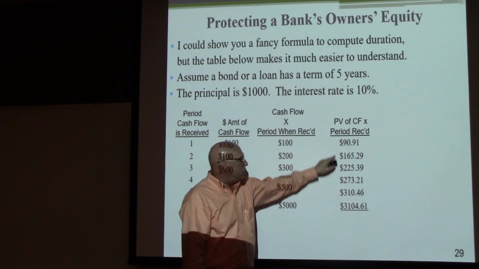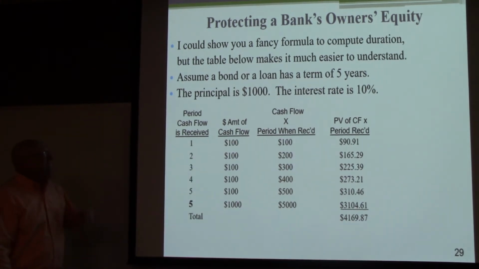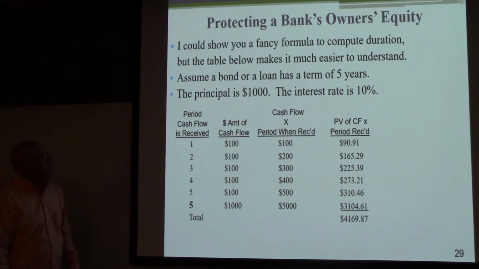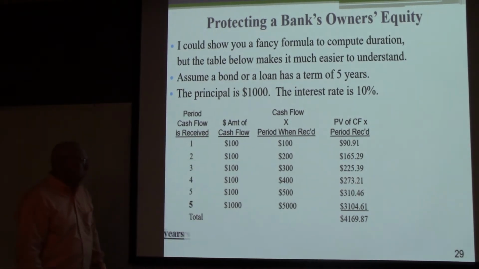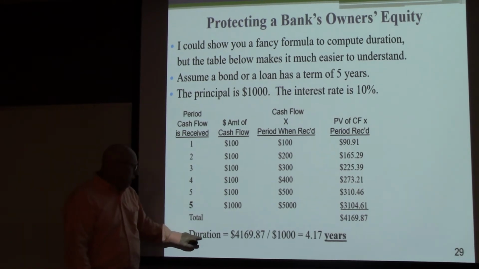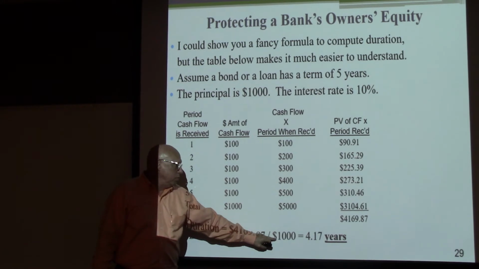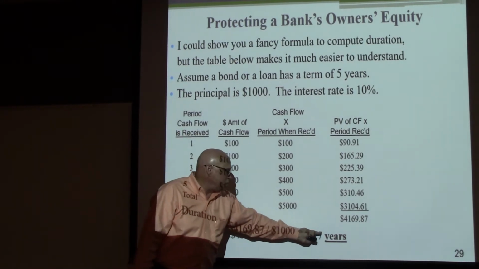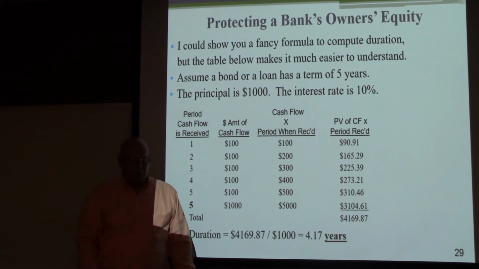Add up these present values, and divide it by the 1,000. Duration is equal to the total of this divided by the 1,000, 4.17 years. That is the average maturity.